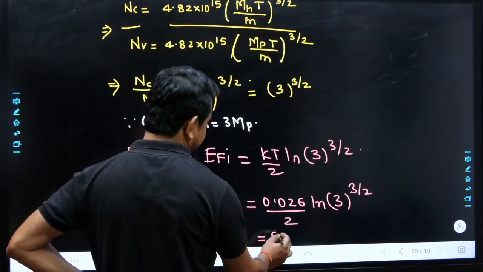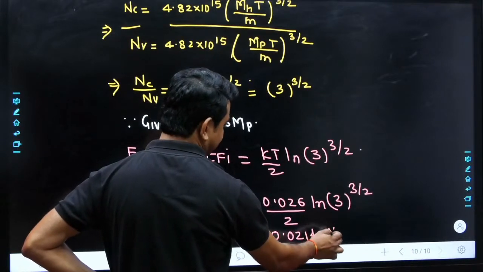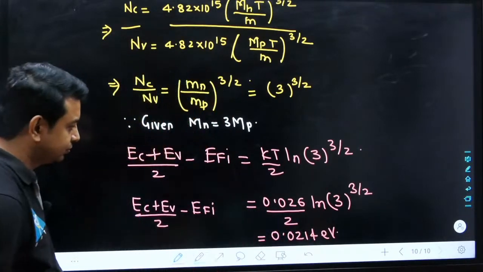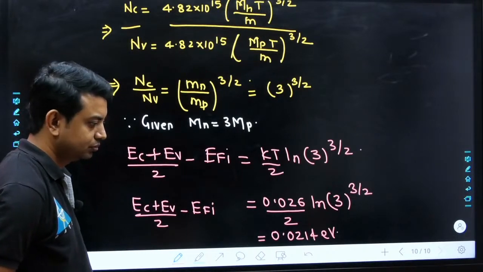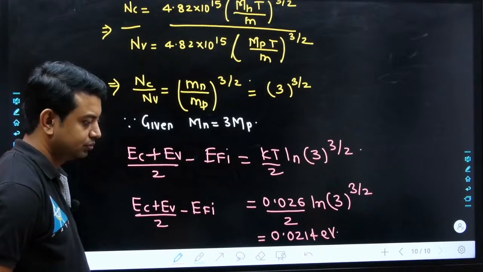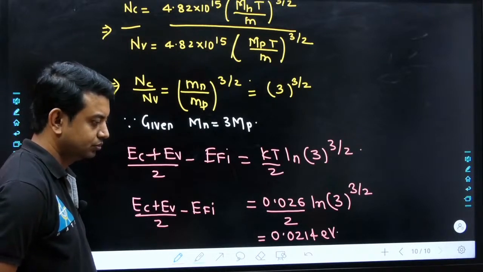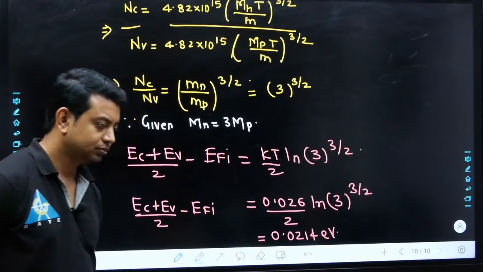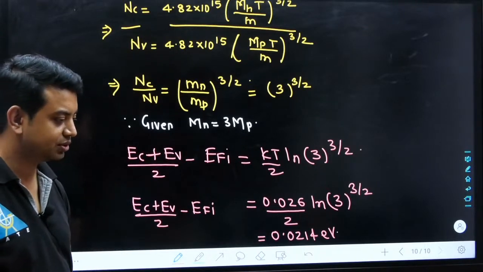So, the answer is 0.0214 electron volt. You are getting various answers. I don't know why.